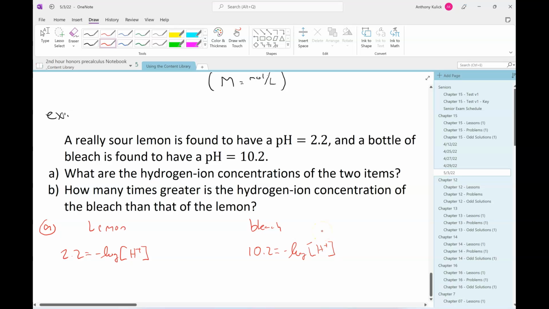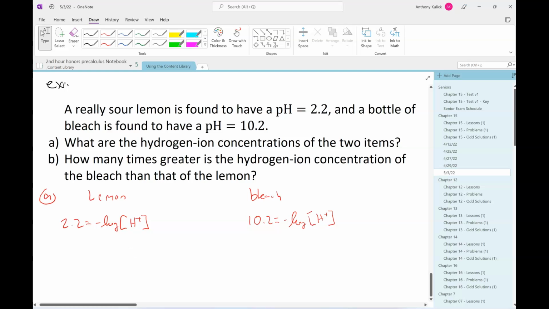Okay, so let's solve the lemon equation first. What do I need to do that? What should be the first thing I do?